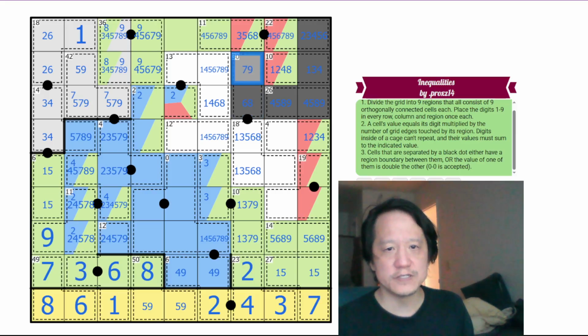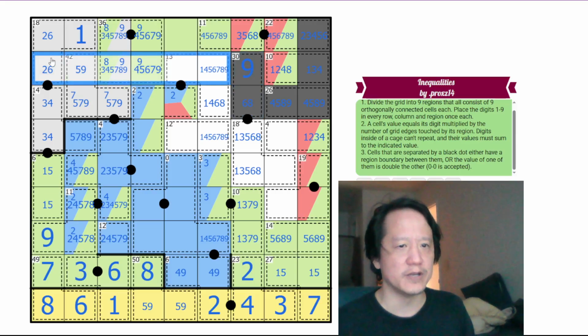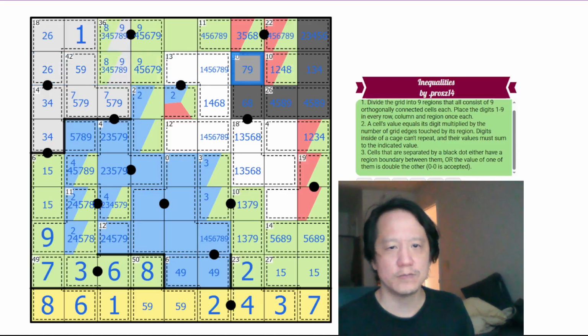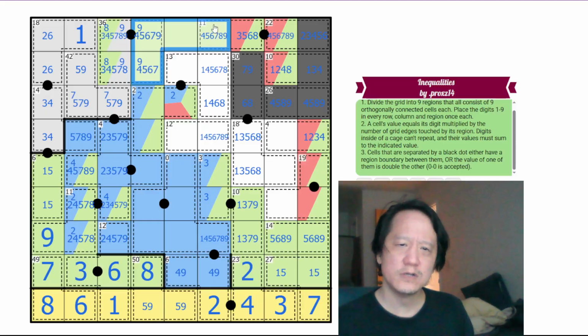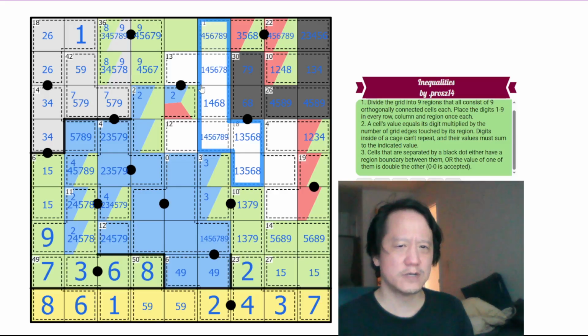Or, if this is 9, obviously 9 cannot be anywhere else in row 2, either. So, either way, we cannot have a 9 available in row 2. So these all must be the same region? Maybe, maybe not. No, this has to be part of the same region. Well, not necessarily.